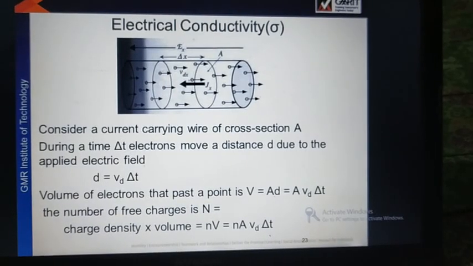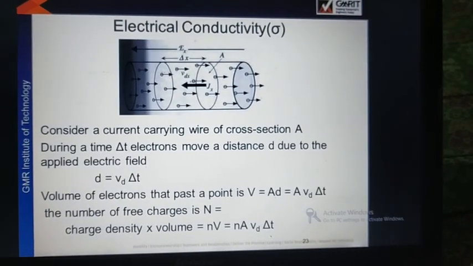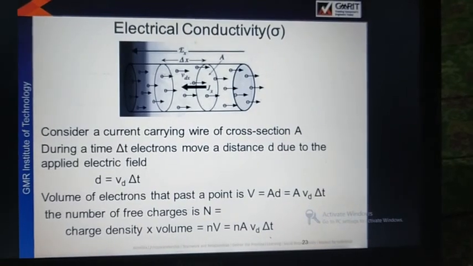Hello students, let me explain the derivation of the electrical conductivity based on free electron theory.